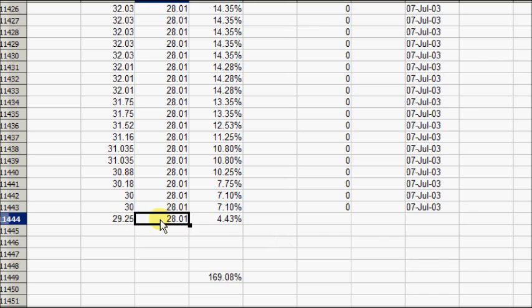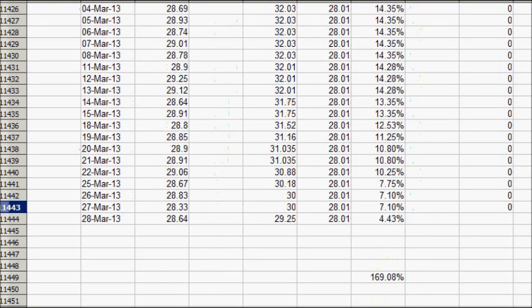4.43% over a period of 24, 25, 26 periods, which is a little over a month. Let's look back at the history for when we went below it. Now this arrow tells me, are we below this number?